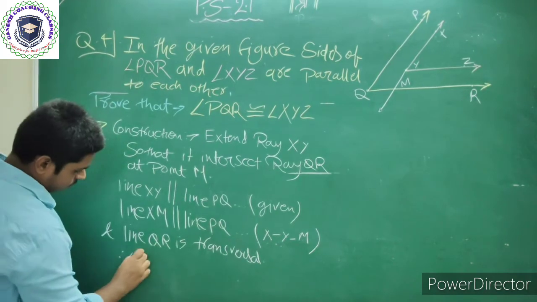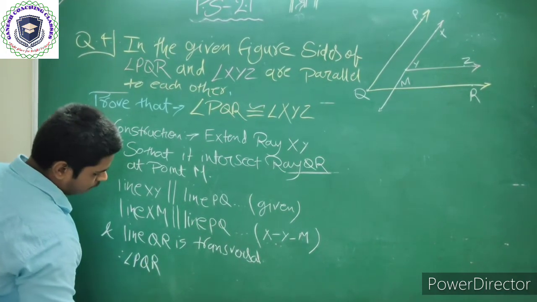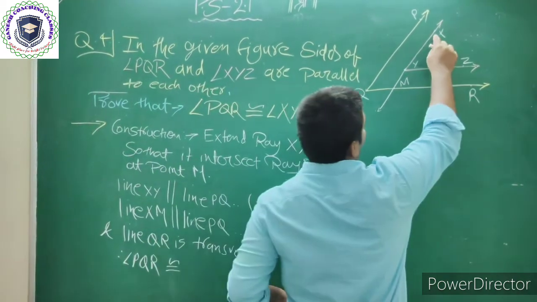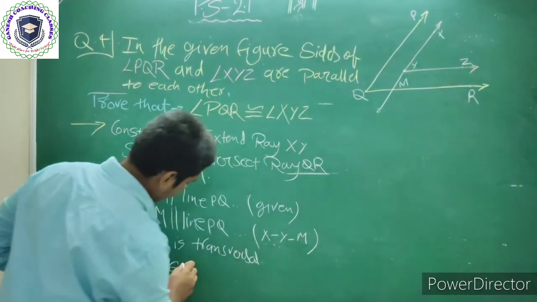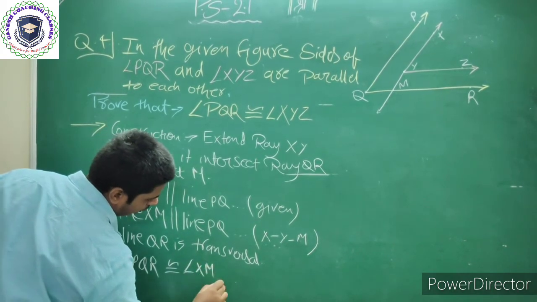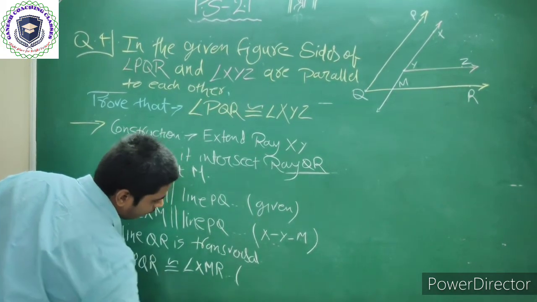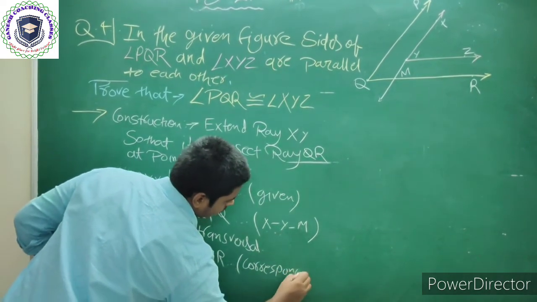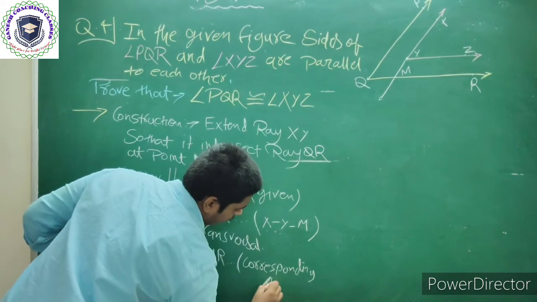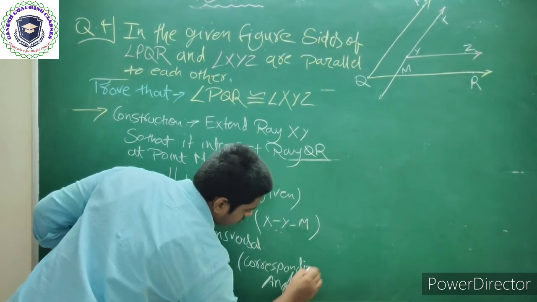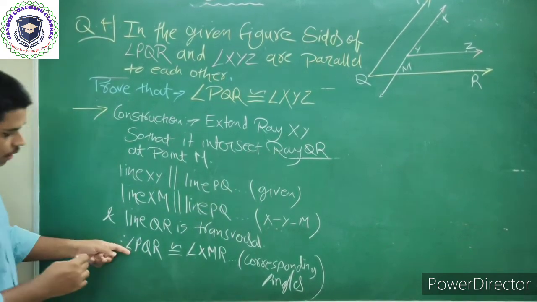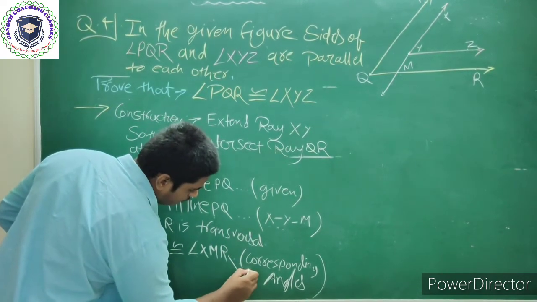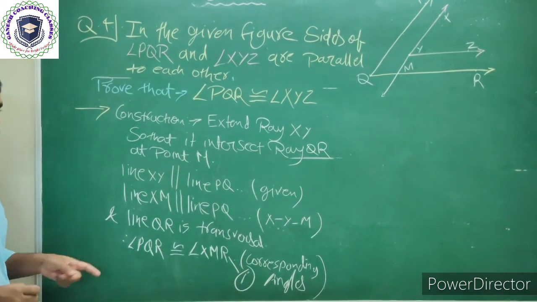So here we can write that angle PQR is congruent to, is equal to, angle XMR. What is the reason behind this? Corresponding angles. So here we found one relationship between PQR and XMR, and we take it as equation number 1.